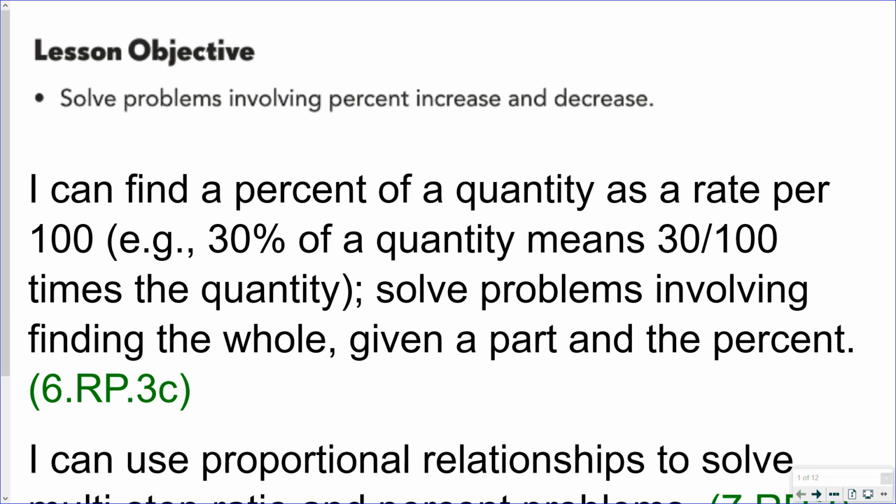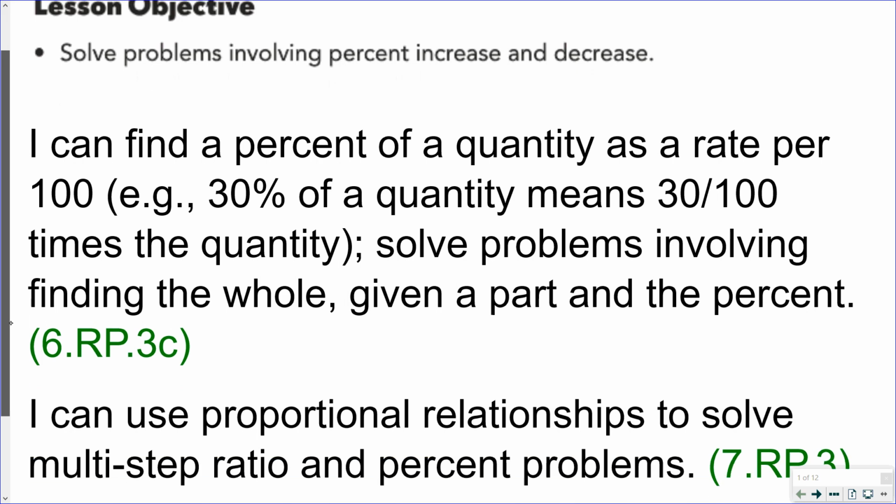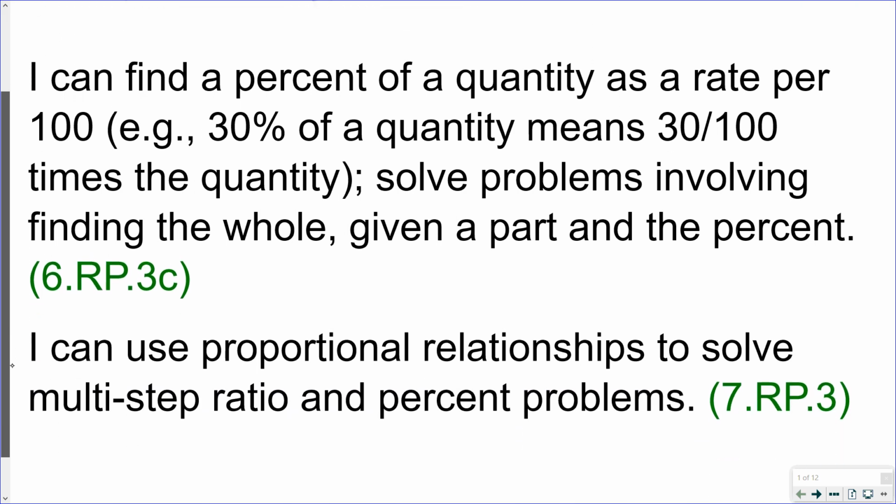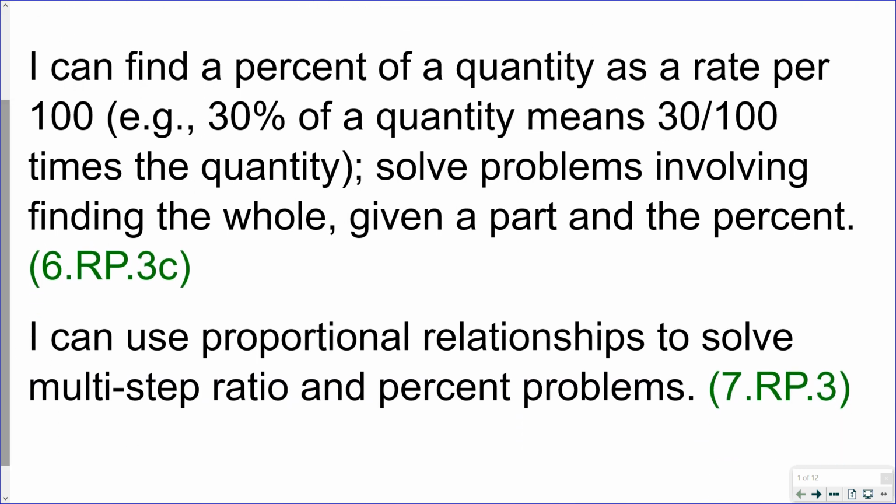For today's lesson, we will be solving problems involving percent increase and decrease. And the standards that we will be addressing today are 6.RP.3.C and 7.RP.3.